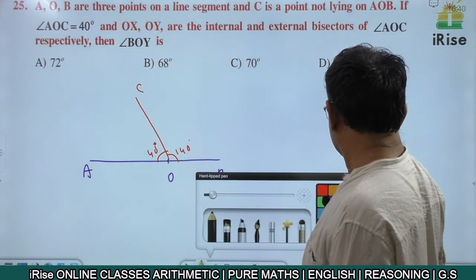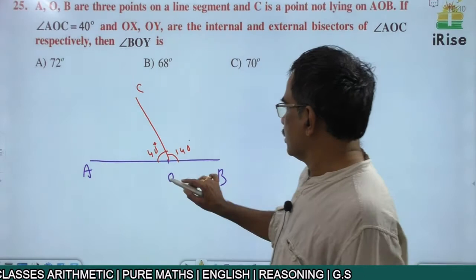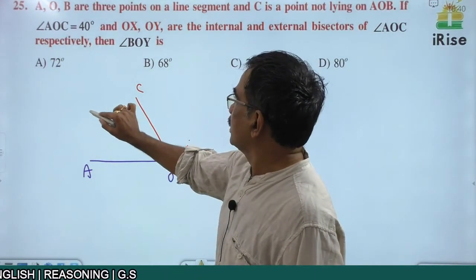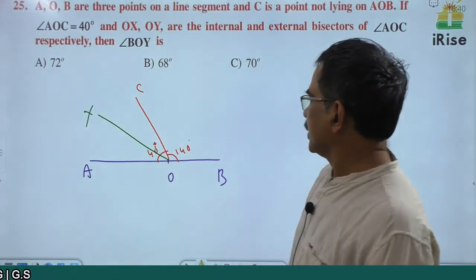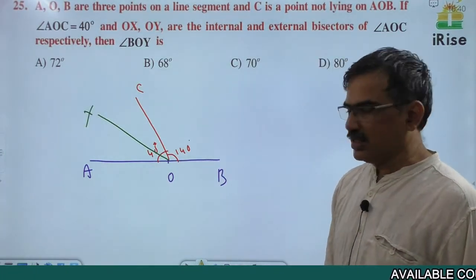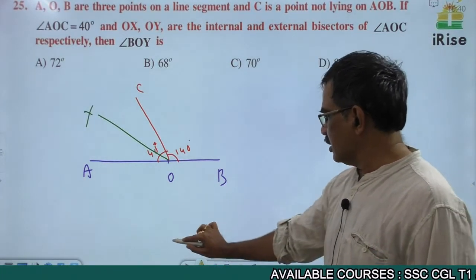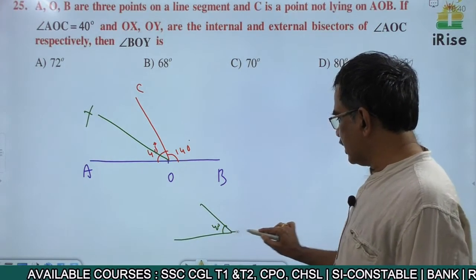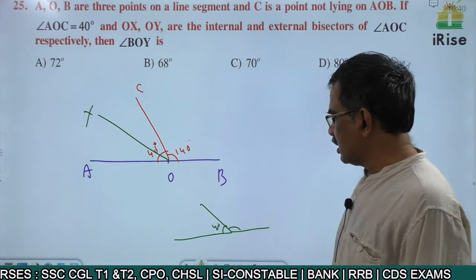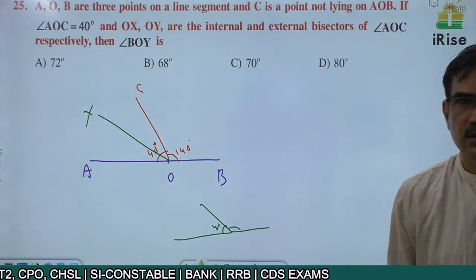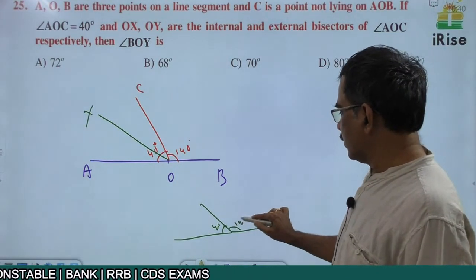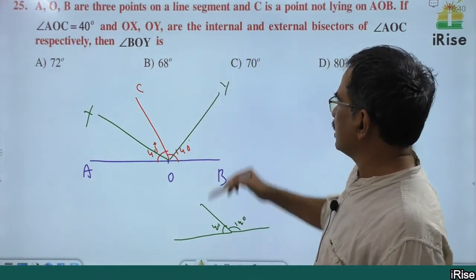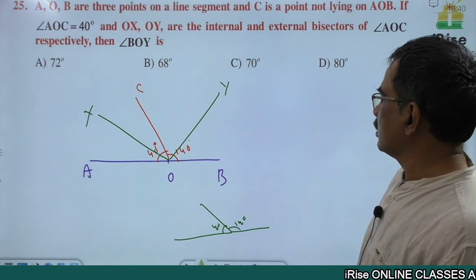Here, this is AOC, and the internal bisector of AOC is OX. What is the external bisector? What is the exterior angle? If this angle AOC is 40, and this is extended, this angle is the external bisector of AOC. So what is this one? 140. So OY is the external angular bisector of this one.